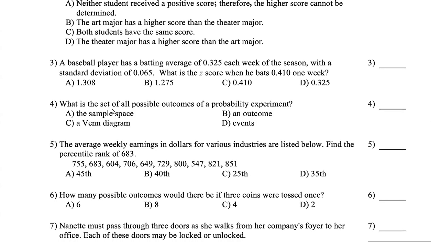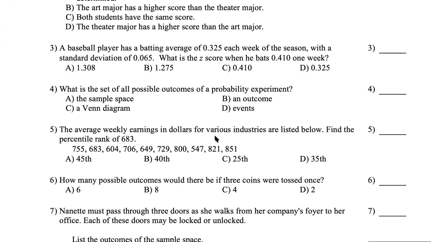What is the set of all possible outcomes of a probability experiment, right? What do we call this? Sample space, that has all the possible outcomes together.